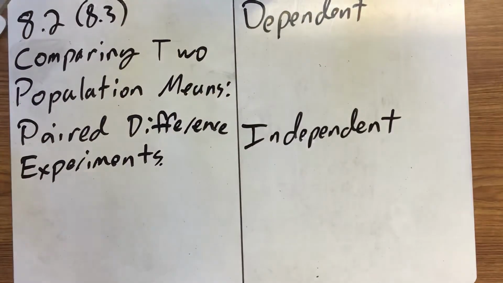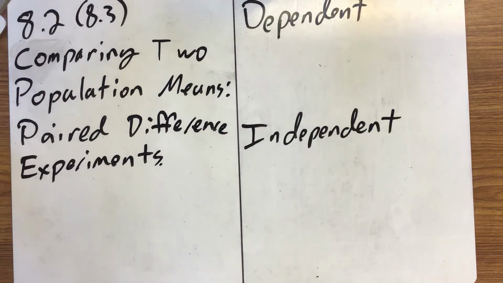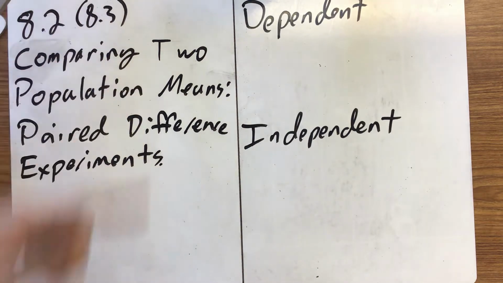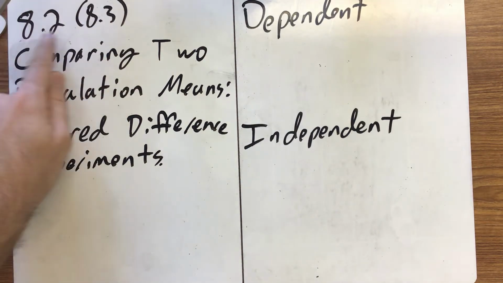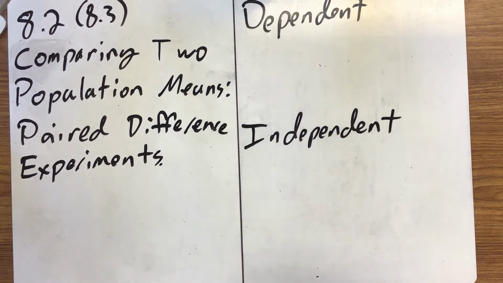Section 8.2, or I think the book has listed it as 8.3. I got my numbering wrong in the notes, and I got the numbering wrong on 8.1 as well. That's why I'm labeling them 8.2 with little parentheses, 8.3. So it's 8.2 in the notes, 8.3 in the book. Sorry about the difference. We're comparing two population means, and these are called paired difference experiments.